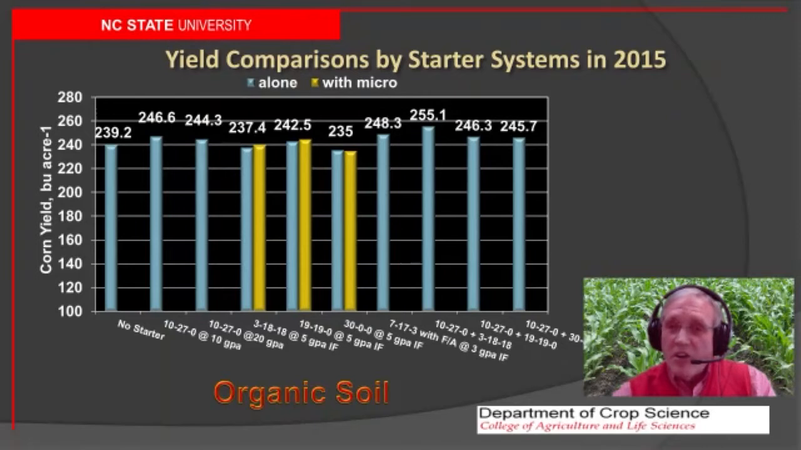If I put an in-furrow starter there, 3-18-18, 19-19-0, a 30% in-furrow, actually my yields were somewhat suppressed. That's probably a salt effect, and I used micros even there. Still didn't improve yield. A 7-17-17 material actually didn't do too bad in the furrow. And then we used some combinations, both in the furrow as well. The 10-27-0 was a 2x2 band, and the 3-18-18 or the 19-19-0 was applied in furrow. So you can see very, very modest differences here.